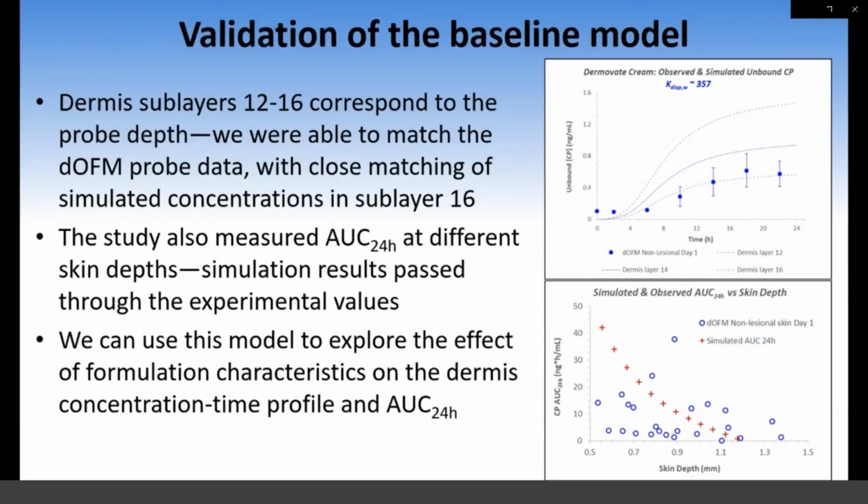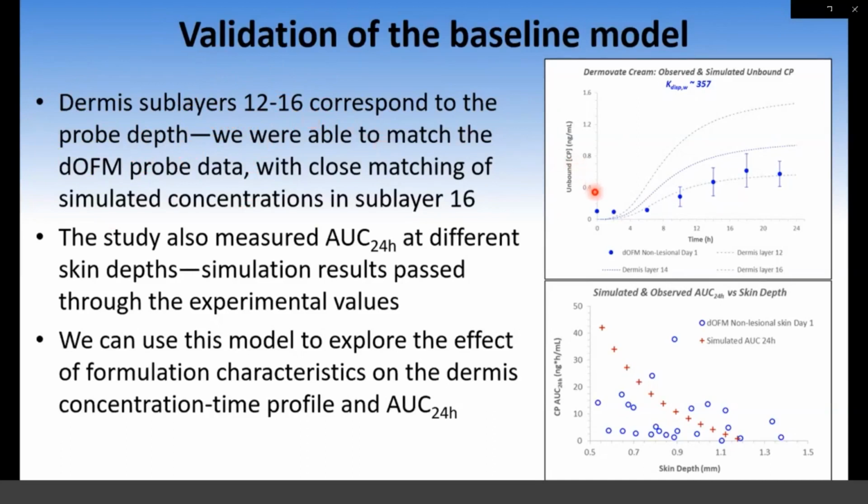So when we're looking at, for example, this dermal open flow microperfusion probe data, we are able to simulate the concentrations, particularly at the probe depth or at the range of probe depths, rather than only having an overall dermis concentration. So in this case, I believe we divided the dermis into 20 sublayers. And when we did so, sublayers 12 to 16 corresponded to the probe depth of around 0.87 millimeters.